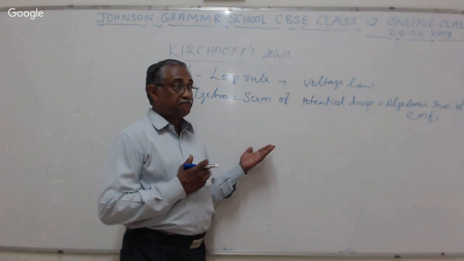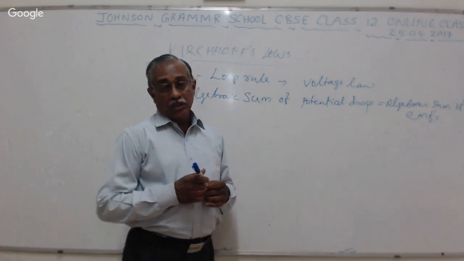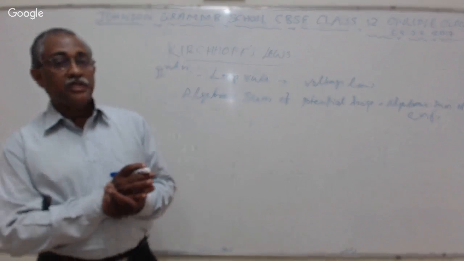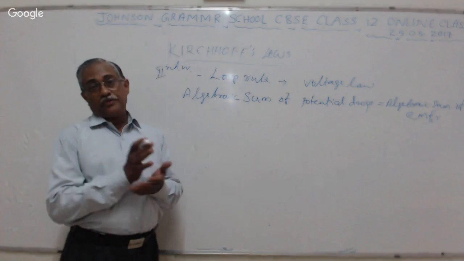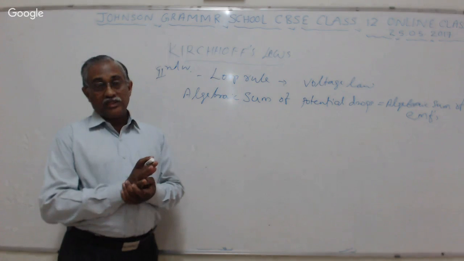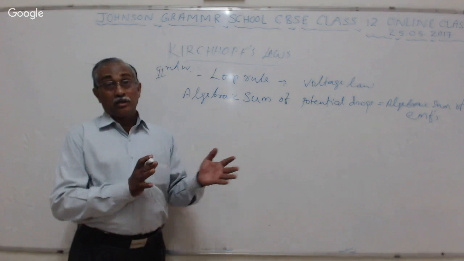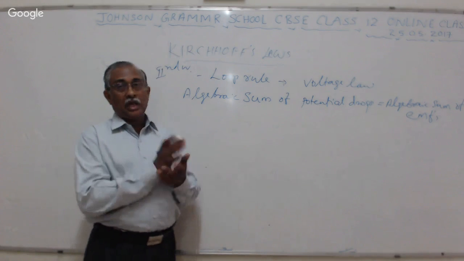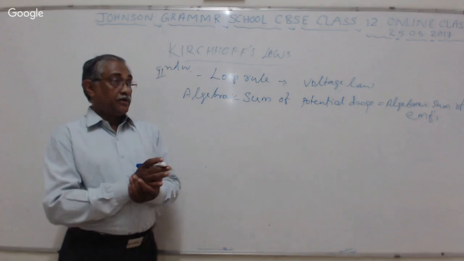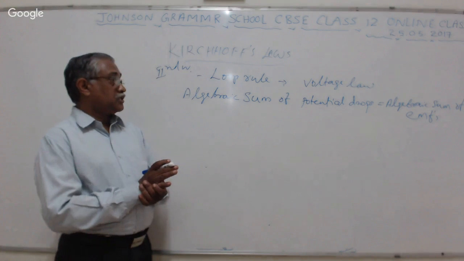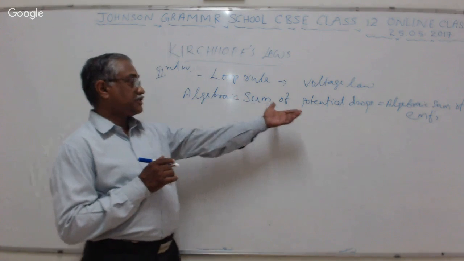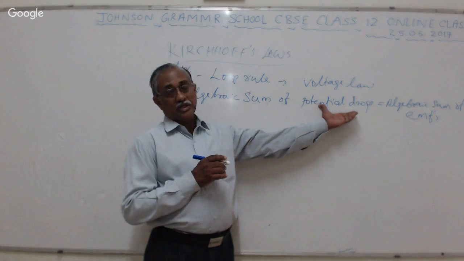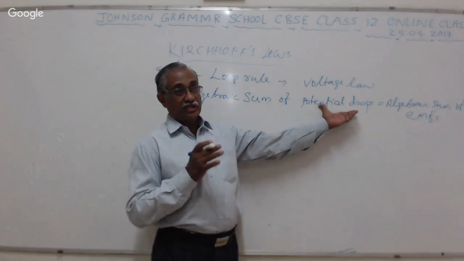It is nothing but the work done to move a charge, or move electrons, in a circuit from one point to another point. So work done is nothing but energy. The energy will be provided by the cell, and the energy will be consumed by the resistors in the circuit. Okay. So, algebraic sum of potential drops. Potential drops will come only when there is a resistance in the circuit.